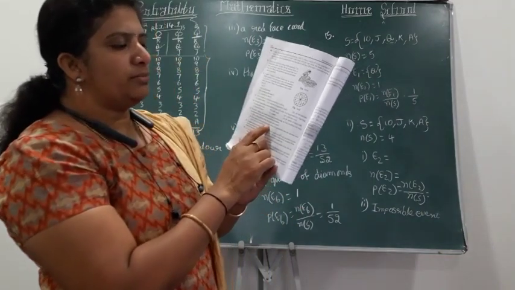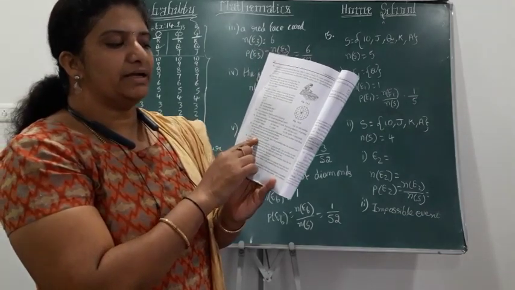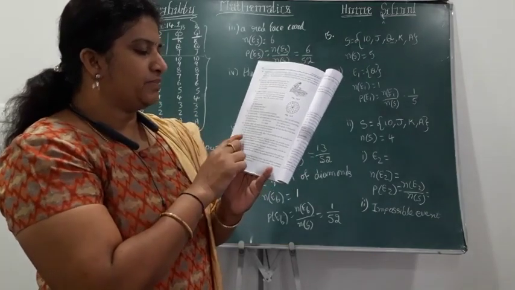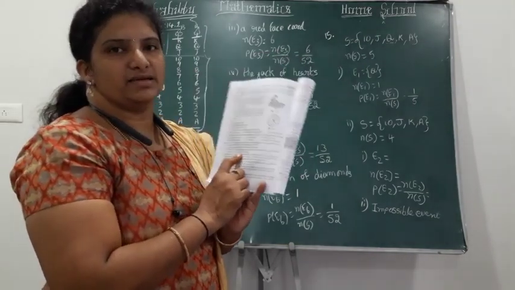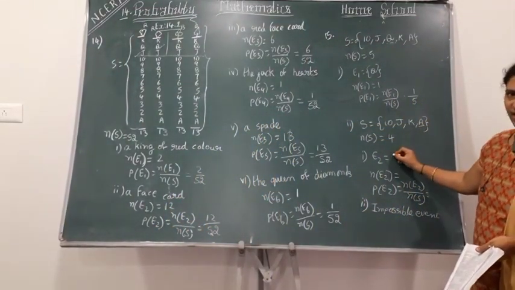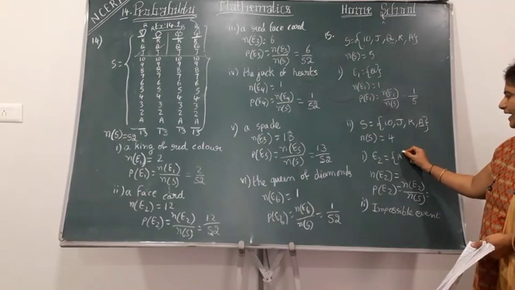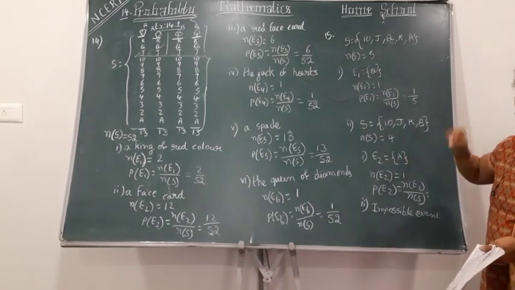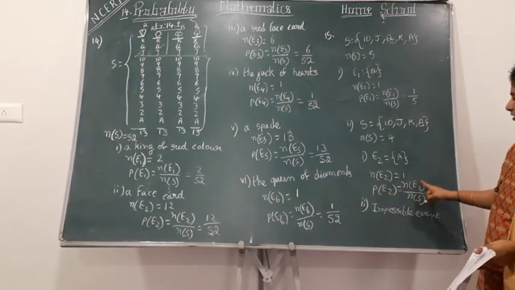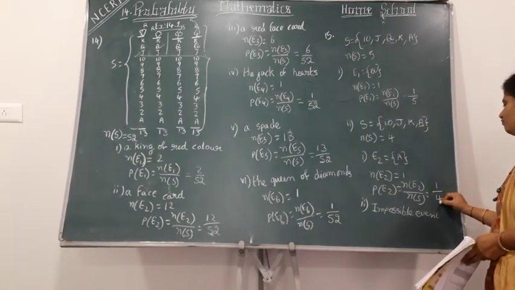So let me read the sub question. If queen is drawn and put aside, what is the probability that the second card picked up is an ace? First card already picked and thrown aside. Now the chance comes to your second card. How many ace cards you have here? I have only one. So let the event be E2. E2 is equal to, I will write in the flower bracket, A. N of E2 is equal to 1. What is the probability of occurring this event? P of E2 is equal to N of E2 by N of S. That is equal to 1 by 4.